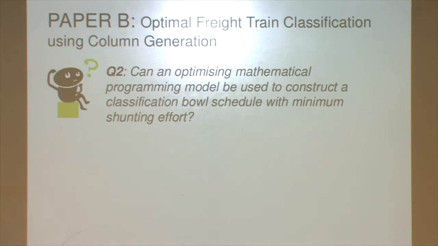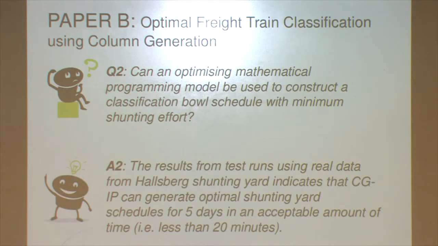So can an optimizing mathematical program model be used to construct a classification bowl schedule with minimum shunting effort? Well, the results from our test runs using real data from Hallsberg indicate that the column generation one actually can generate optimal shunting yard schedules for 5 days within 20 minutes, which we consider to be an acceptable amount of time.